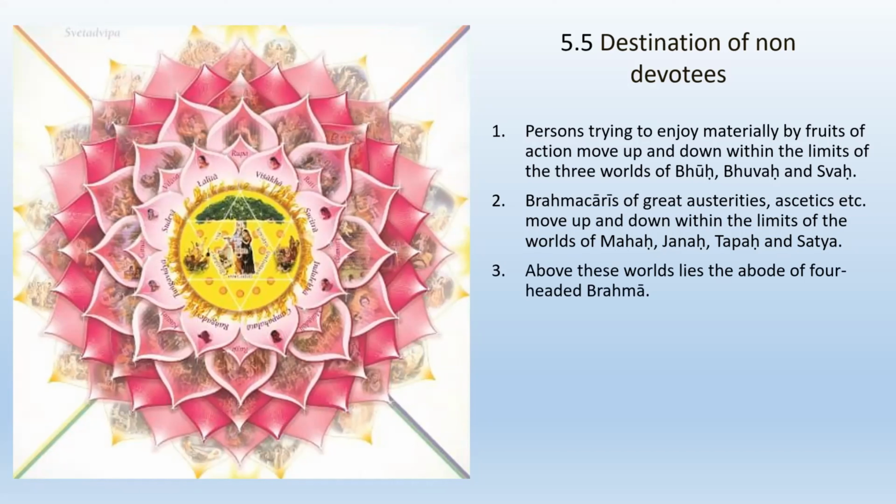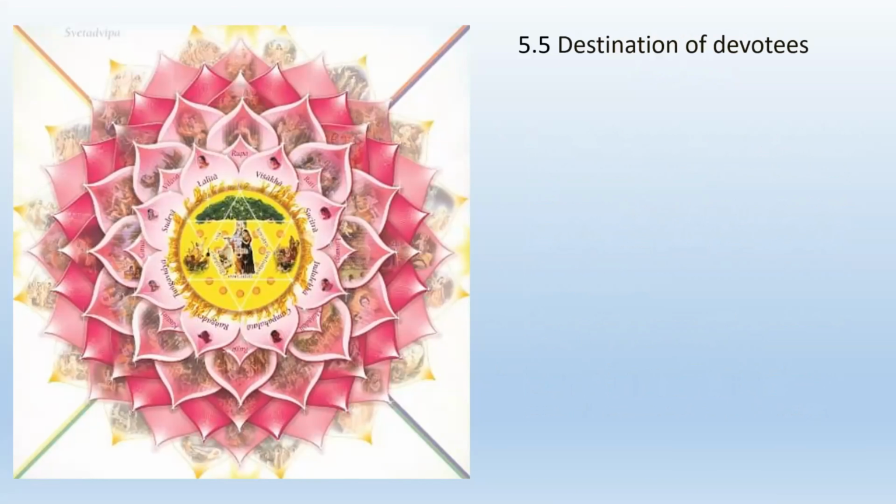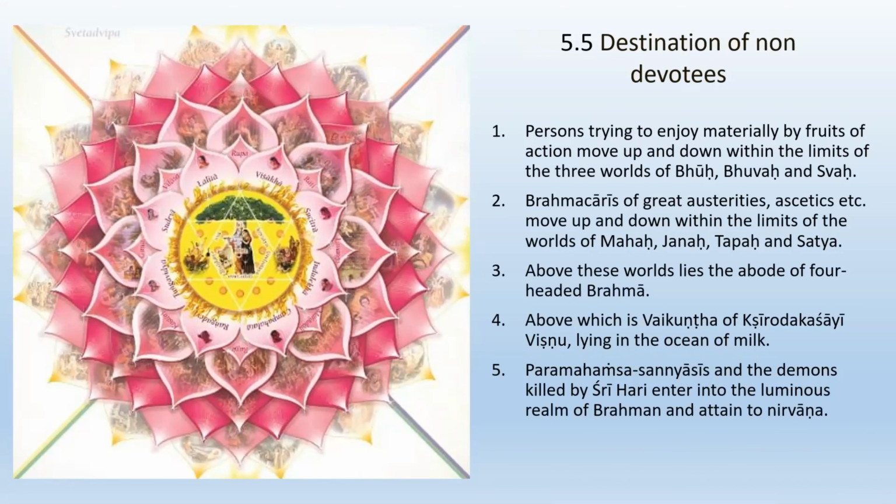Above those is the 4-headed Brahma's abode, and above that is the Vaikuntha planet of Kshirodakshayi Vishnu, who is lying on the ocean of milk. Above that is the Brahma Jyotir, beyond the Viraja river, where Paramahamsa sannyasis and the demons killed by Sri Hari or by Kṛṣṇa get liberation, merge into that Brahman and attain nirvana. So these are the different destinations of non-devotees mentioned here.